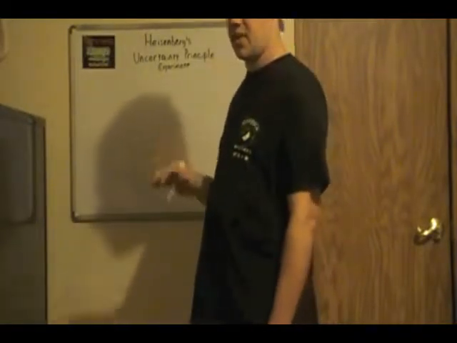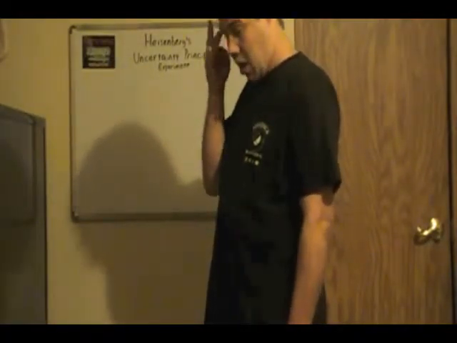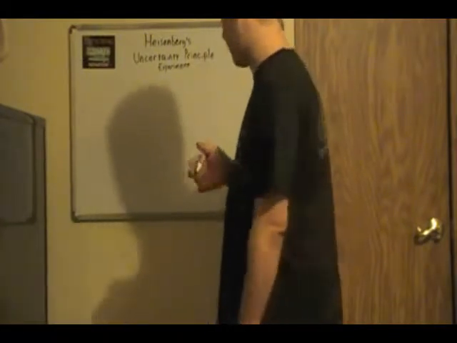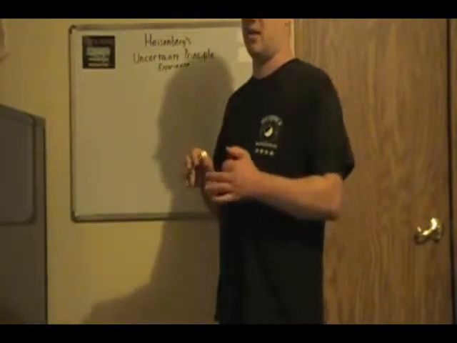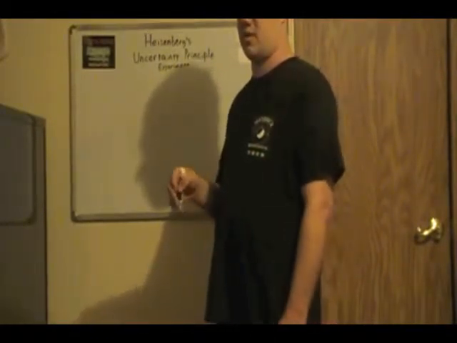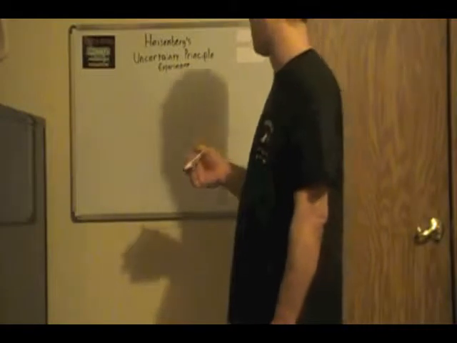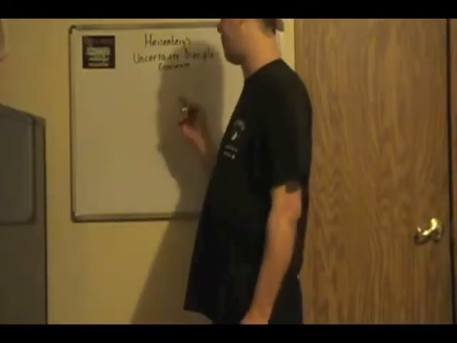So, knowing that, you already know half of the equation of Heisenberg's uncertainty principle. Heisenberg's uncertainty principle is delta x times delta p is greater than or equal to h bar over 2.